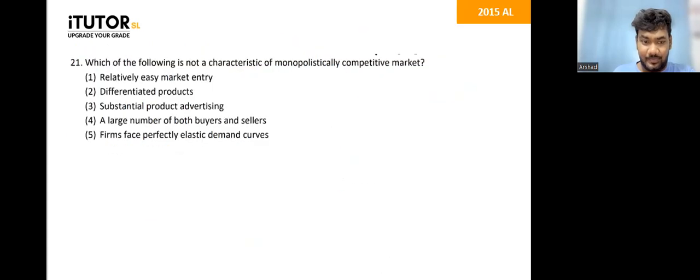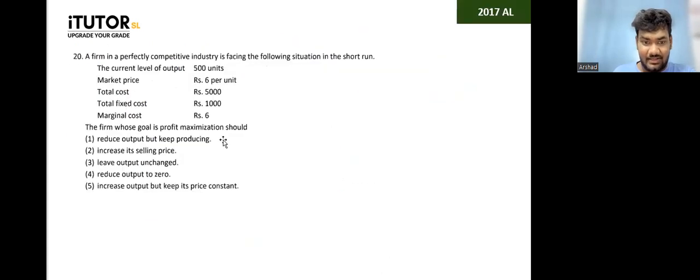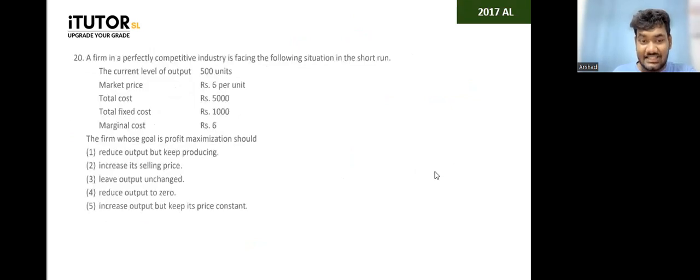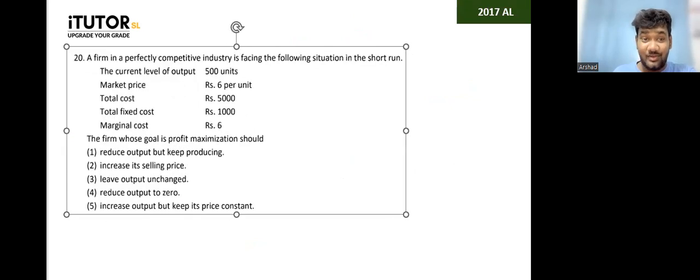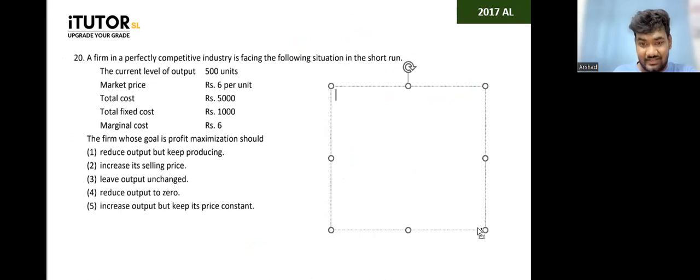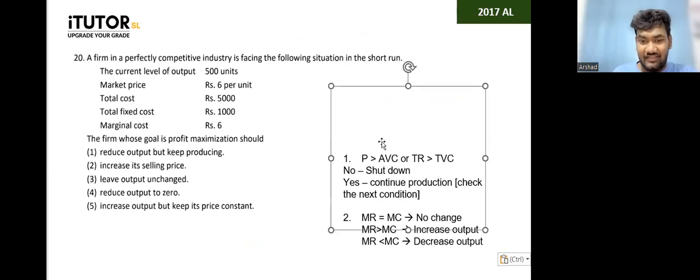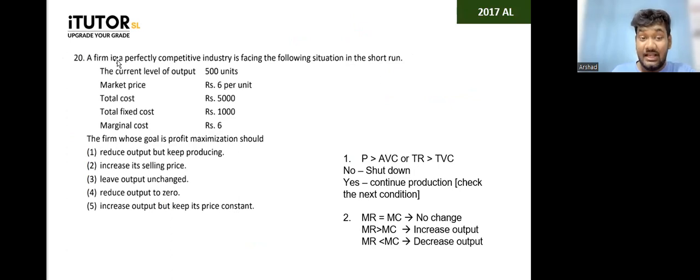Okay. Let me go to the 2017 paper. I clearly remember. Follow my same steps and tell what the firm should do here. The same question was repeated in 2017. These are my conditions. I will leave this up to you. Decide it now. A firm in a perfectly competitive industry is facing a downward sloping situation in the short run. Current output 500, market price is 6, total cost is 5,000, fixed cost is 1,000, marginal cost is 6. The firm whose goal is profit maximization should do what?